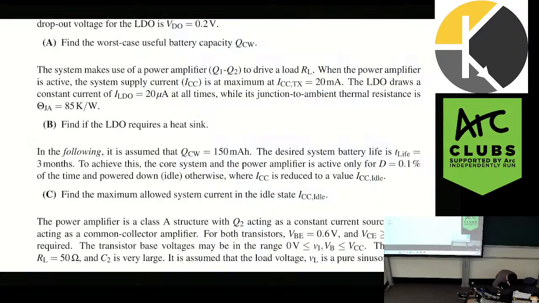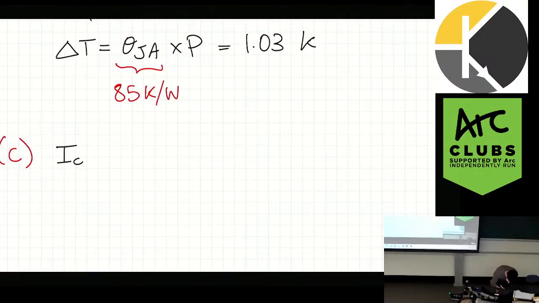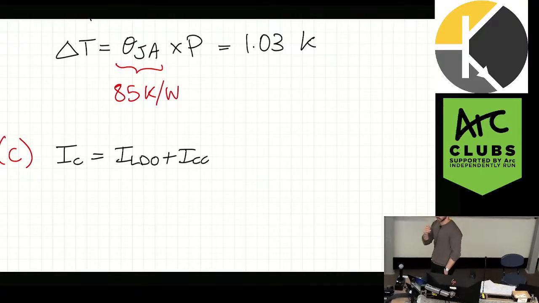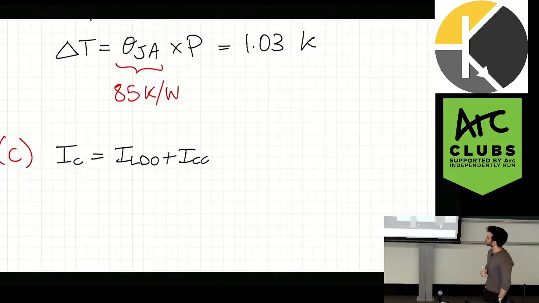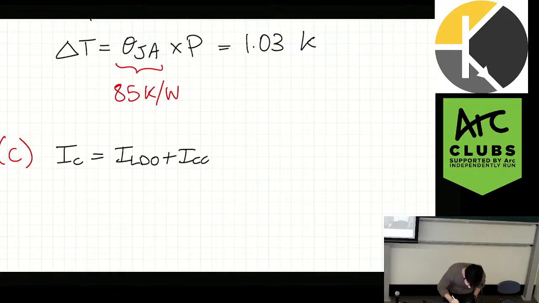So IC, which is the current coming out of the battery, it's always going to be the LDO current plus ICC. I mean, you could probably just ignore it, but the solutions include it, so I'm just going to include it for completeness. So ILDO plus ICC, that's the total current.